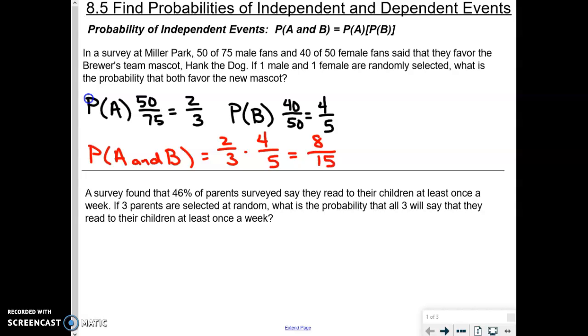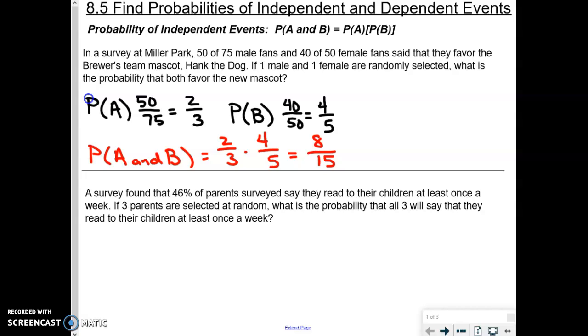15. And you will notice today that the overall probability that these occur are going to be generally less than the original amounts because we're taking the fraction of a fraction, or as you see in the next case, the decimal of a decimal. So the next example says a survey found that 46% of parents surveyed say they read to their kids at least once a week. So if 3 parents are selected at random, what's the probability all 3 will say they read to their children? Well, in this case, the probability of success is 46%, or as a decimal, 0.46.